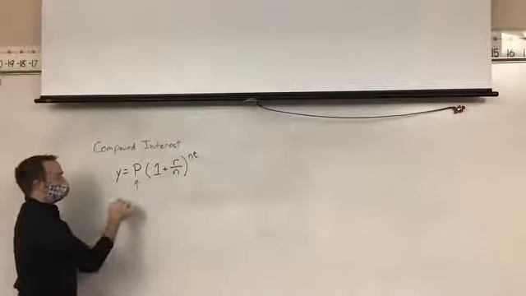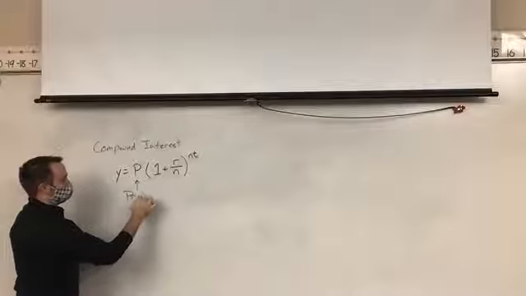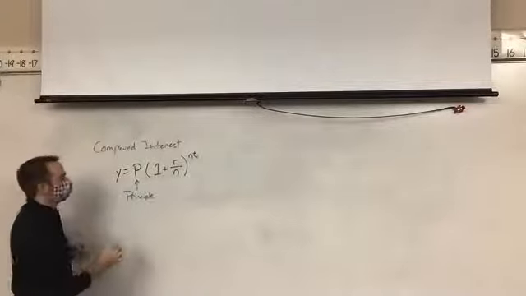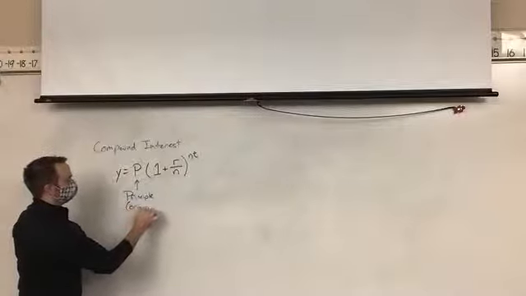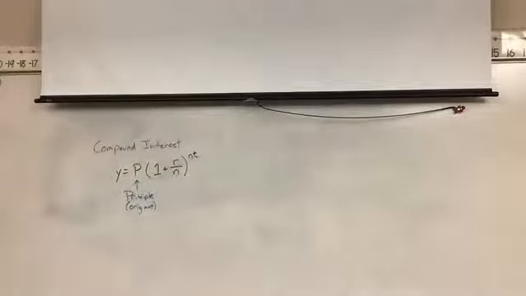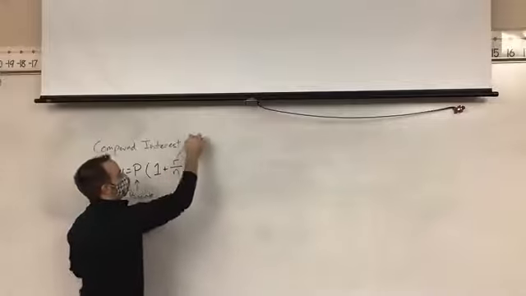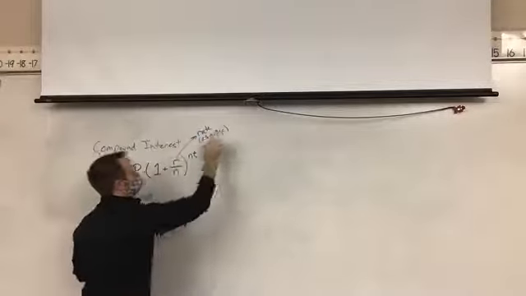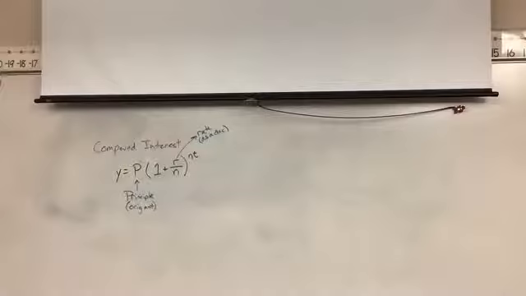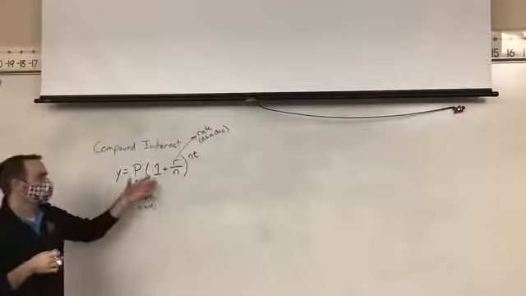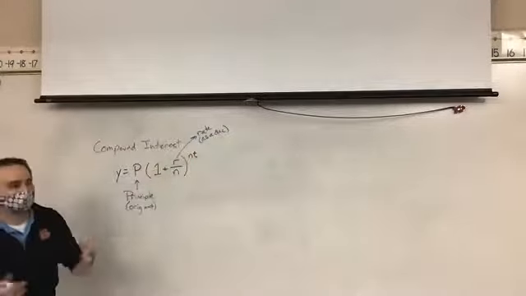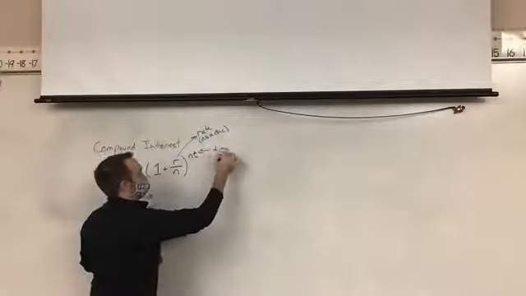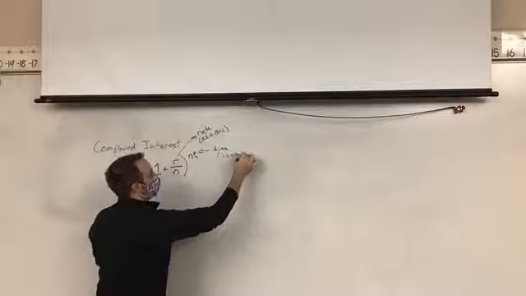P is still our original amount, but we're going to call it the principal here. Principal. And that's our original amount. R is still our rate as a decimal, just like it was before. I've seen a lot of the same sorts of things as we saw before, right? Initial amount, 1 plus something in parentheses. We got a T out there. T is going to be time. And this time specifically, this is time in years.